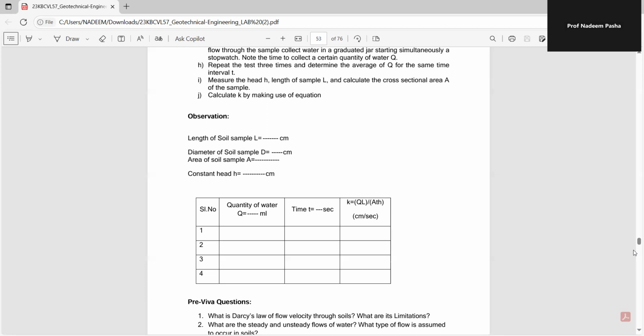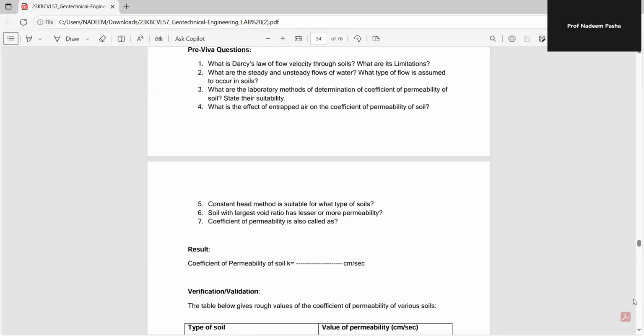So what is Darcy's law? For pre-viva questions, what is Darcy's law of flow velocity through water? So Darcy's law states that V is proportional to i. In order to remove this proportionality, a constant K is introduced: V equal to Ki, where i is equal to H by L. What are the steady and unsteady flows of water? If the water is flowing steady, it's called steady flow. If it is flowing unsteady, it's unsteady flow.